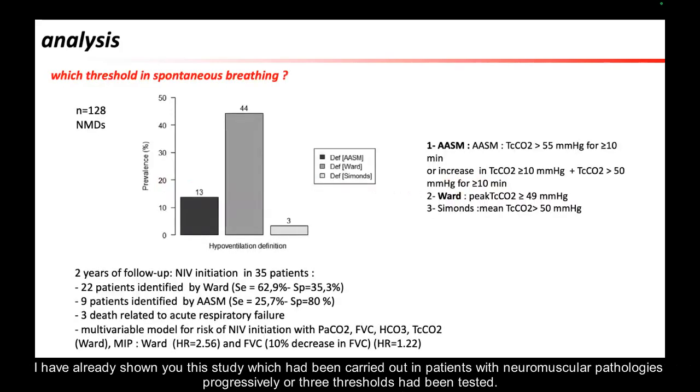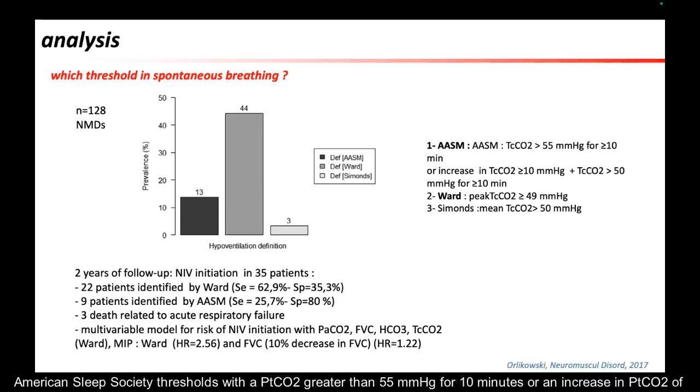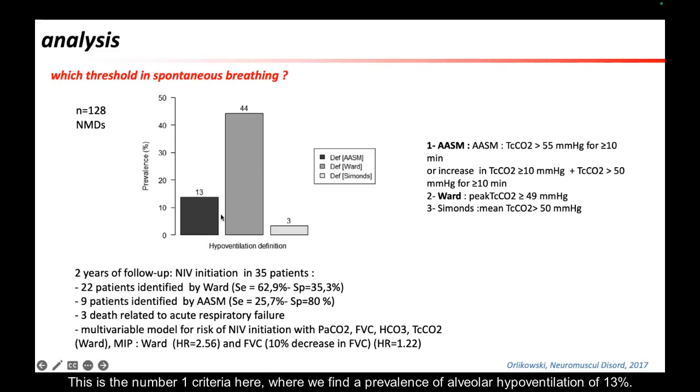I have already shown you this study, which had been carried out in patients with neuromuscular pathologies, in which 3 thresholds had been tested. American Sleep Society thresholds with a PtCO2 greater than 55 mm of mercury for 10 minutes, or an increase in PtCO2 of more than 10 mm of mercury from wakefulness with a PtCO2 greater than 50 mm of mercury for 10 minutes.